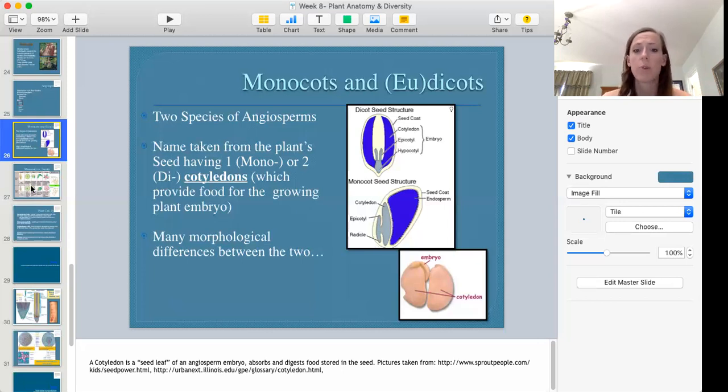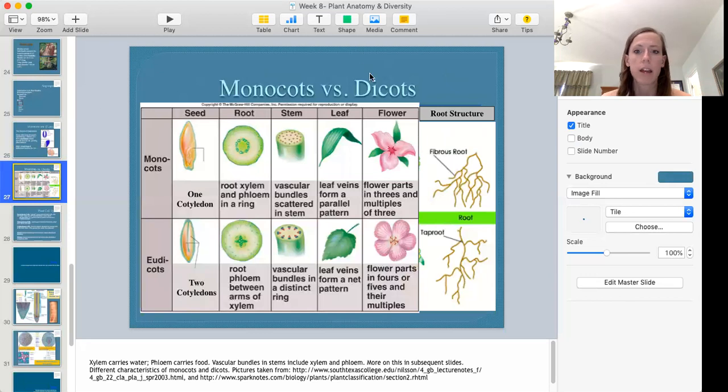There are also a lot of other morphological differences between monocots and dicots, which I show here on this slide. So monocots have the top row here, dicots have the bottom row here. Like I said, their seeds have either 1 or 2 cotyledons, but they also have differences in the appearance of their flowers and their leaves, their root structure. And then if you were to cut open the root and look at the cross section, or cut open the stem and look at the cross section, you would also see a lot of differences between monocots and dicots.